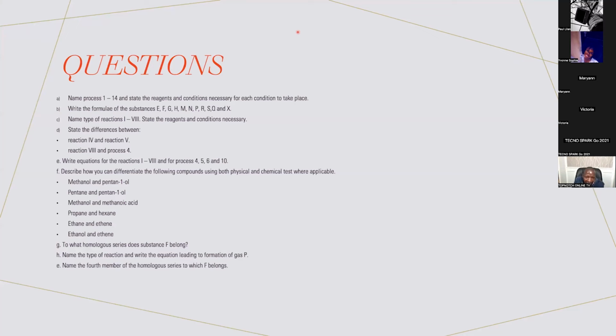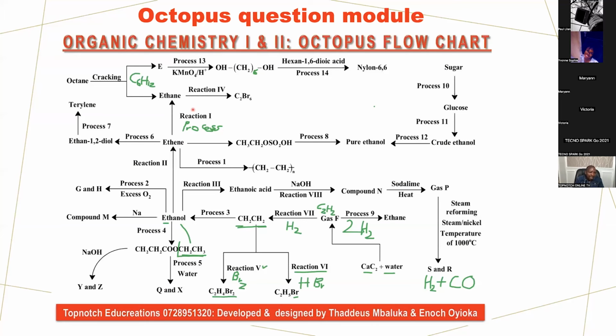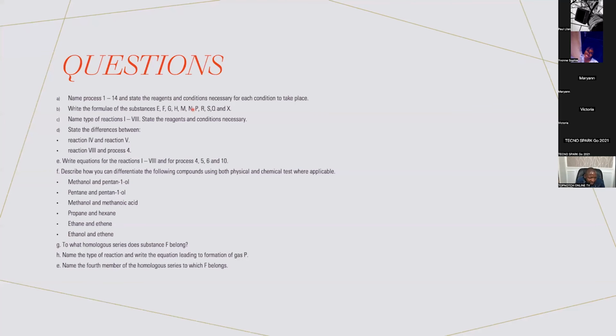I have a question. Yes. What about differentiating ethanol and ethane? Ethanol is ROH. How do you test for ROH? Let me see. Ethanol and ethane, you can burn each of them. Ethanol burns with a blue flame. Ethane burns with a yellow sooty flame because it's unsaturated.